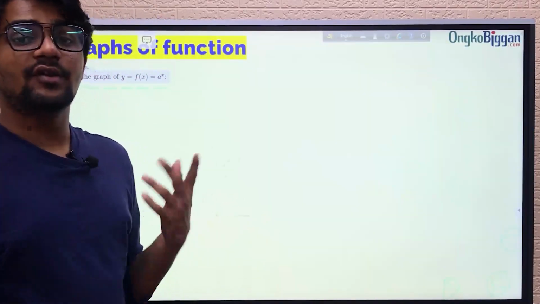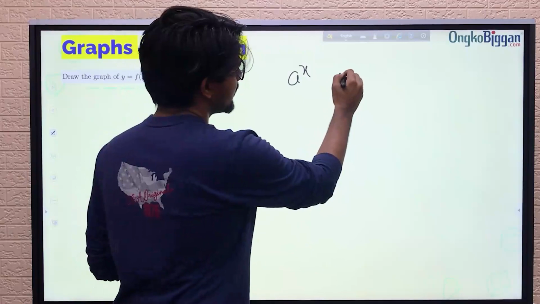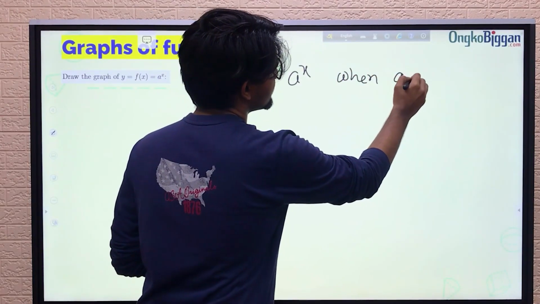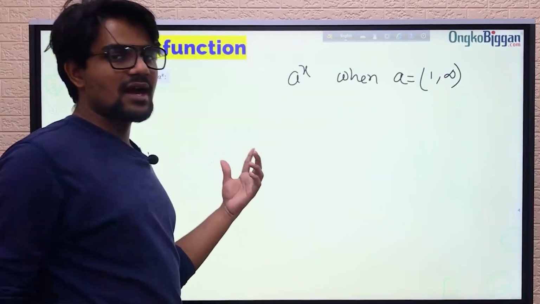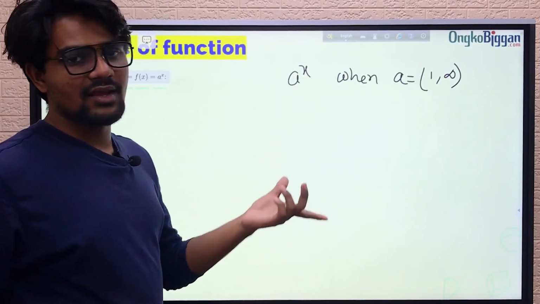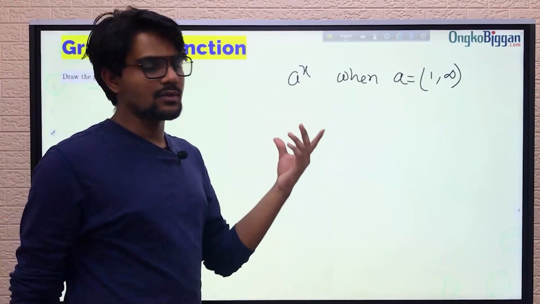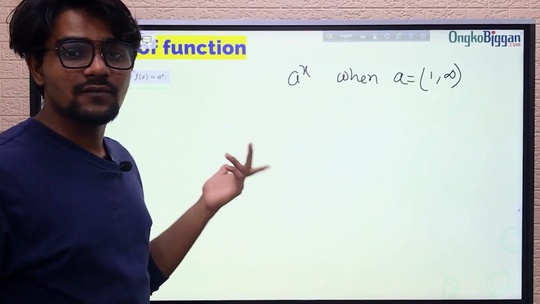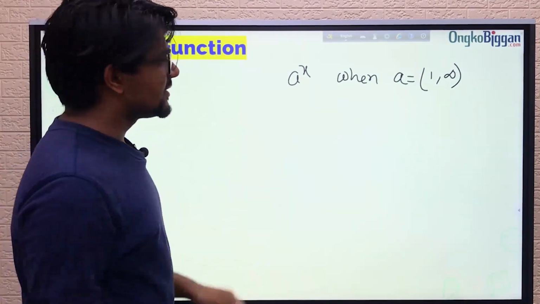Now we are going to draw the graph of a to the power of x when a is in between 1 and infinity. I have actually showed you the graph when a was in between 0 and 1. Now we are going to draw the graph of the exponential function a to the power of x when a is in the range of 1 and infinity.